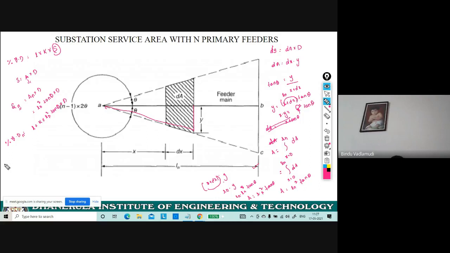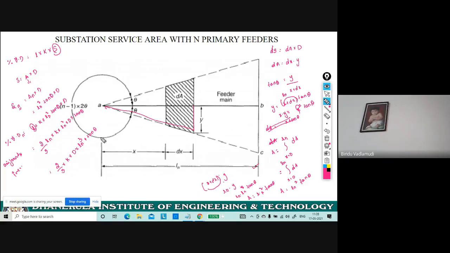Suppose we are considering uniformly increasing load, then this value of L is equal to 2L by 3. So 2 by 3 ln into K into ln square into D into tan theta. From this, we can write it as 2 by 3 into K into D into ln cube into tan theta. Is it the expression or not?